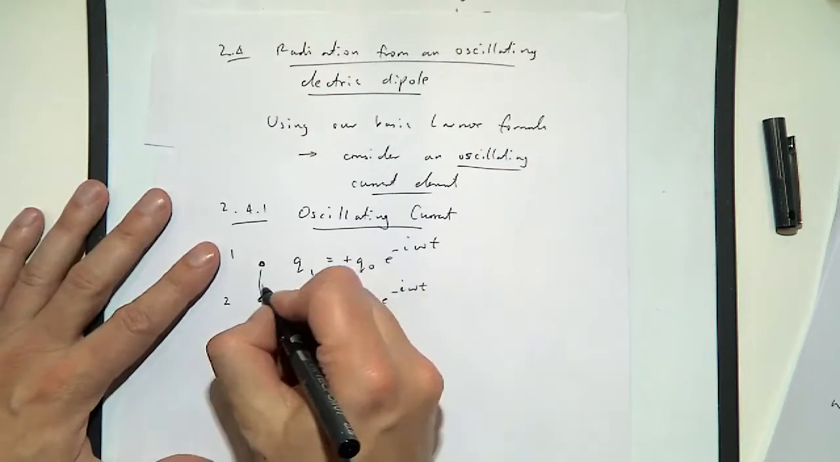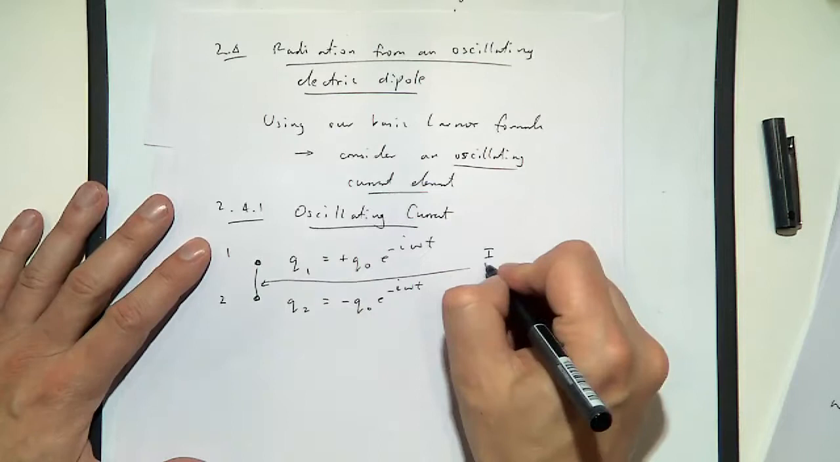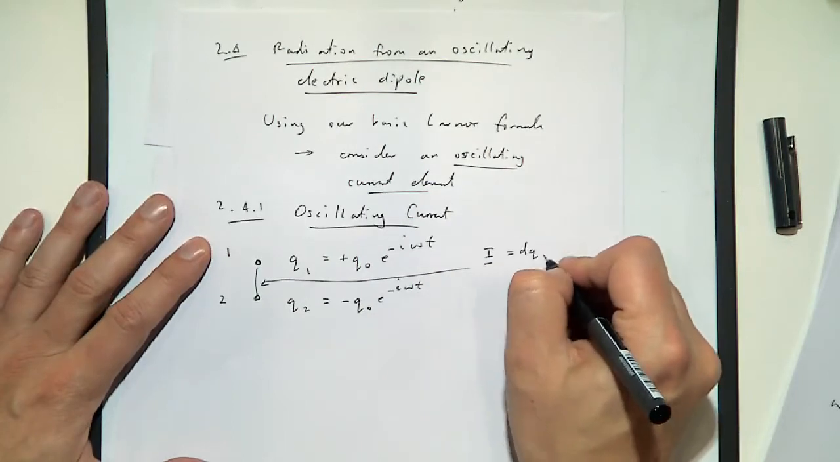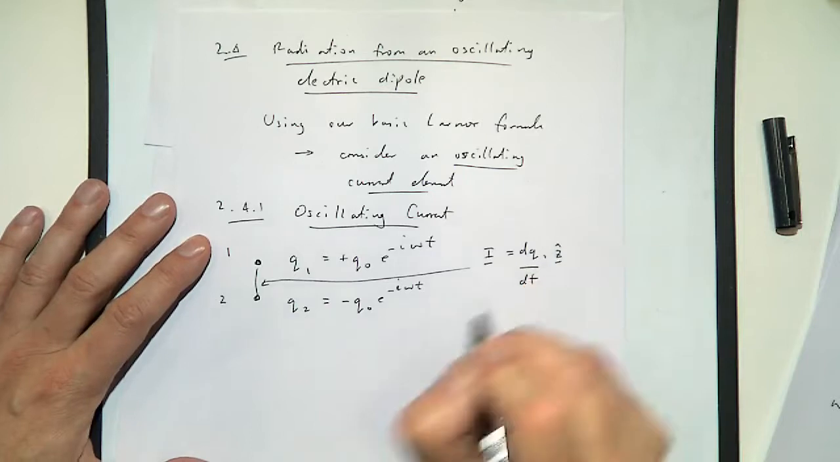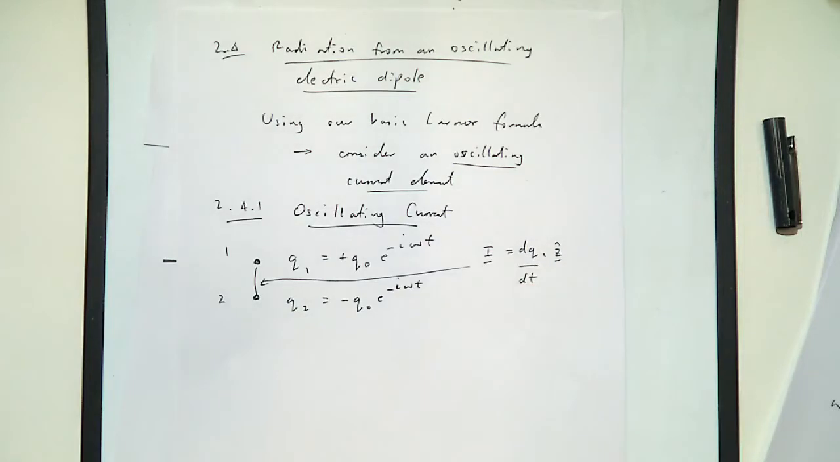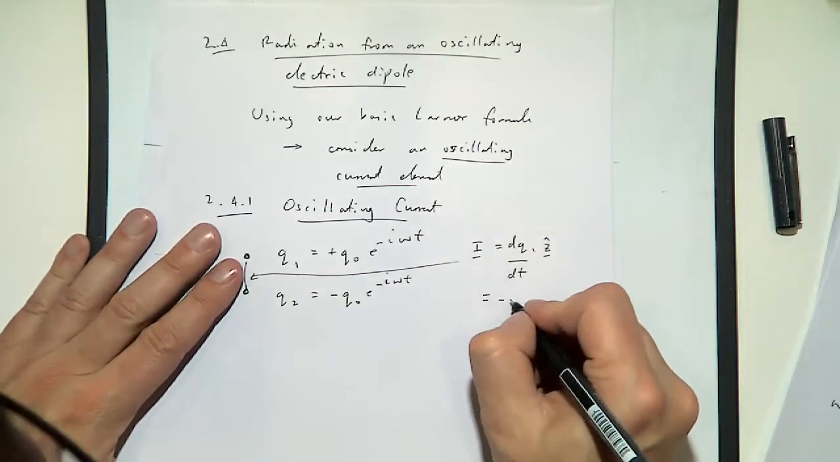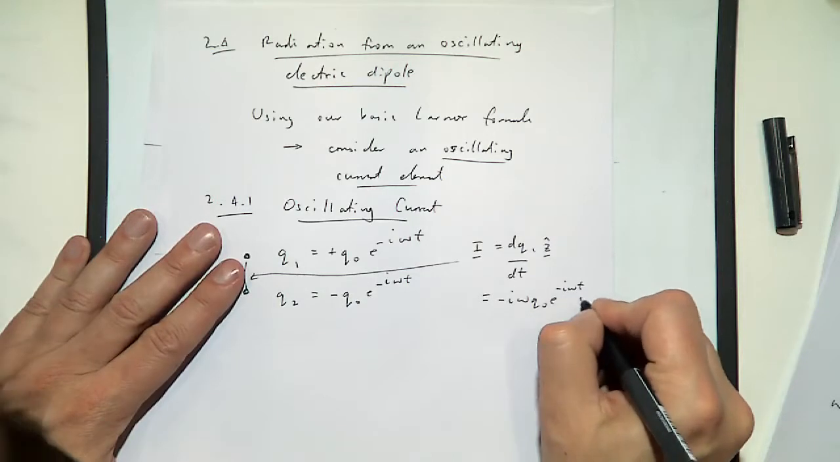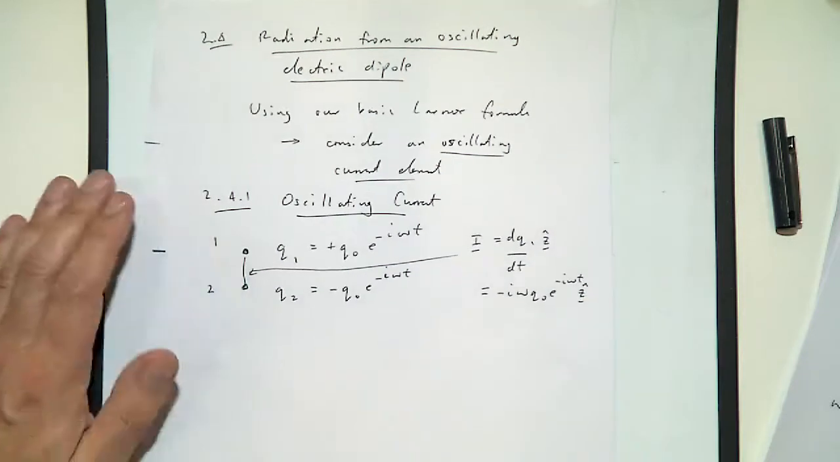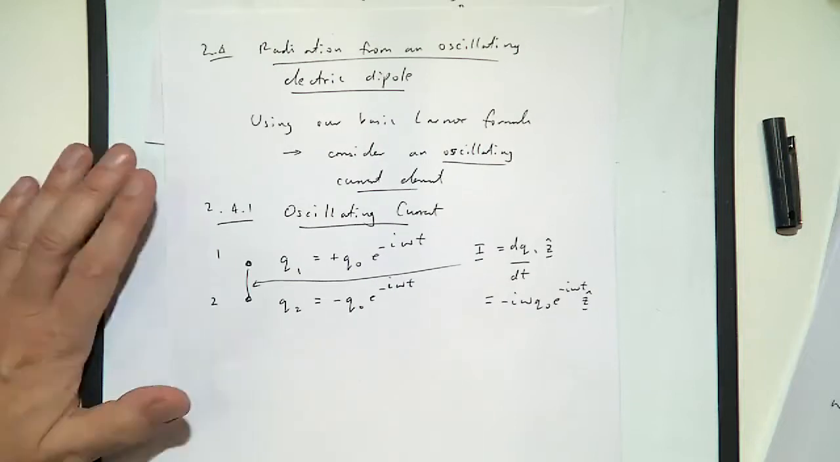So if I think about the current flowing in between those 2 points, that must be I equals dq1 by dt in the z direction, because I'm going to have to start thinking about what that means in terms of the electric and magnetic fields. So if I write that down explicitly, it's minus i omega q0 e to the minus i omega t in the z direction. Okay? So just notice we're doing z here rather than x because we're thinking of up and down. Right.